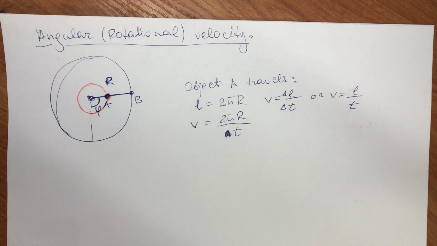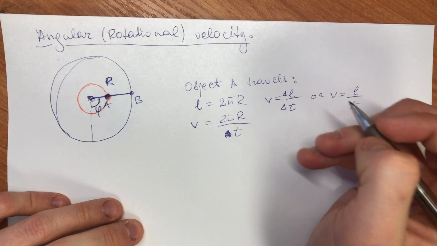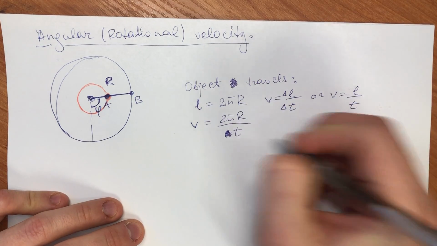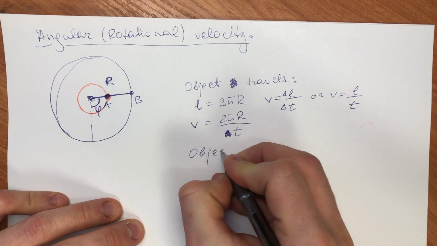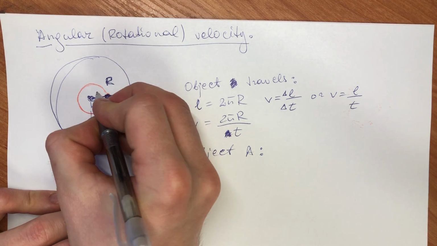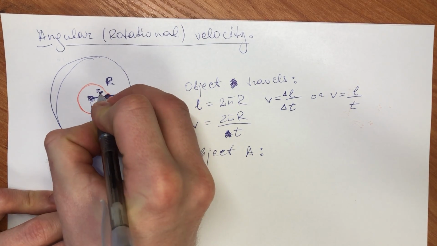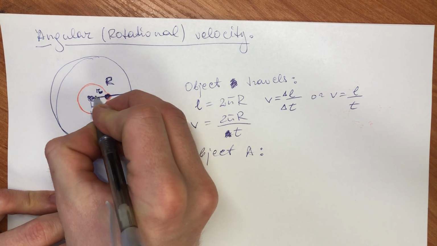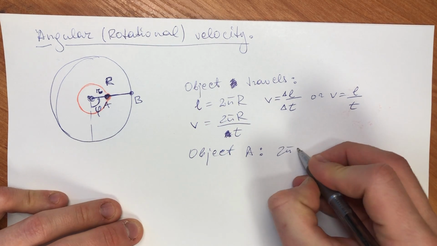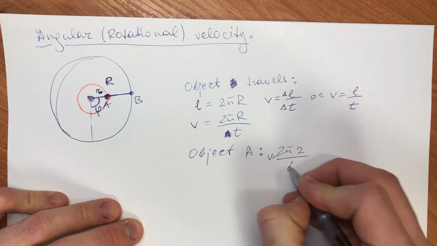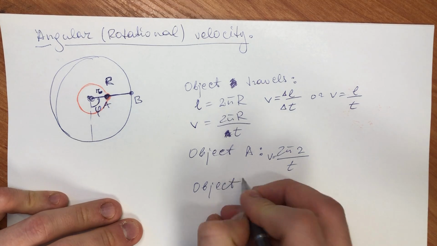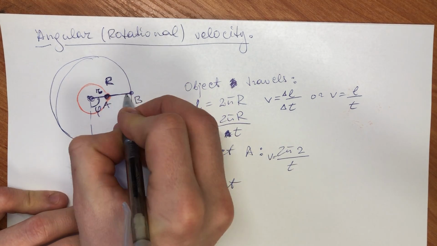So what happens for object A, or just an object traveling? Object A travels what path? Object A travels this small r, from here to here, because this is the object's position. So object A travels 2 pi r small divided by t, while object B travels the whole of this big one.